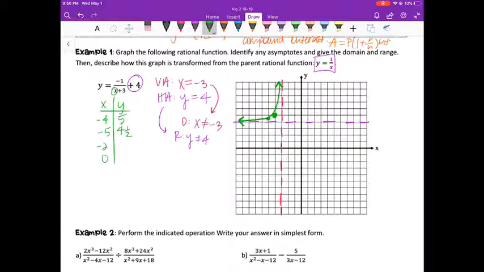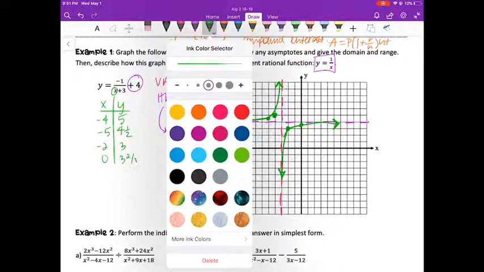Then we plug in -2, and we get a positive 1 in our denominator. Negative 1 plus 4 gives us a positive 3. So we plot that point. And then lastly, we're going to go ahead and plug in 0. Negative 1/3 plus 4 would be 3 2/3. And again, we only have one distinct option for what our right-hand branch would look like. So there we have it.